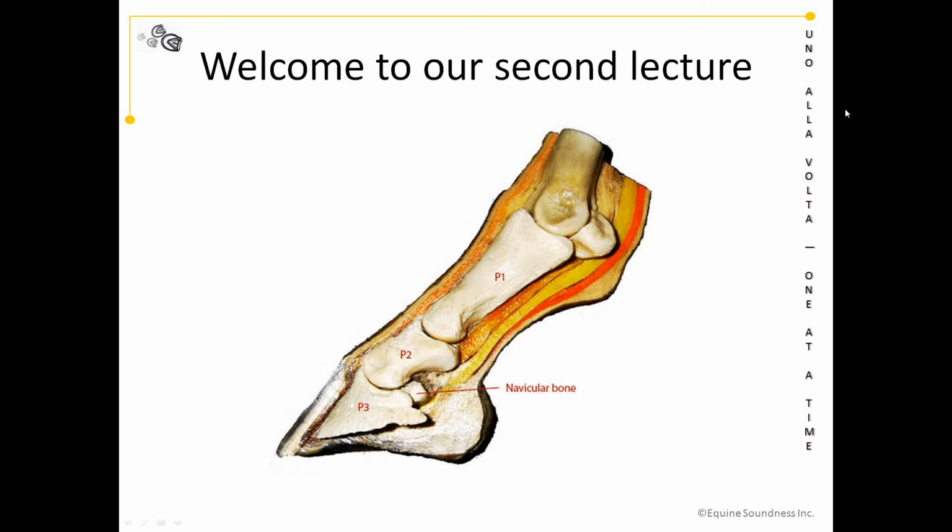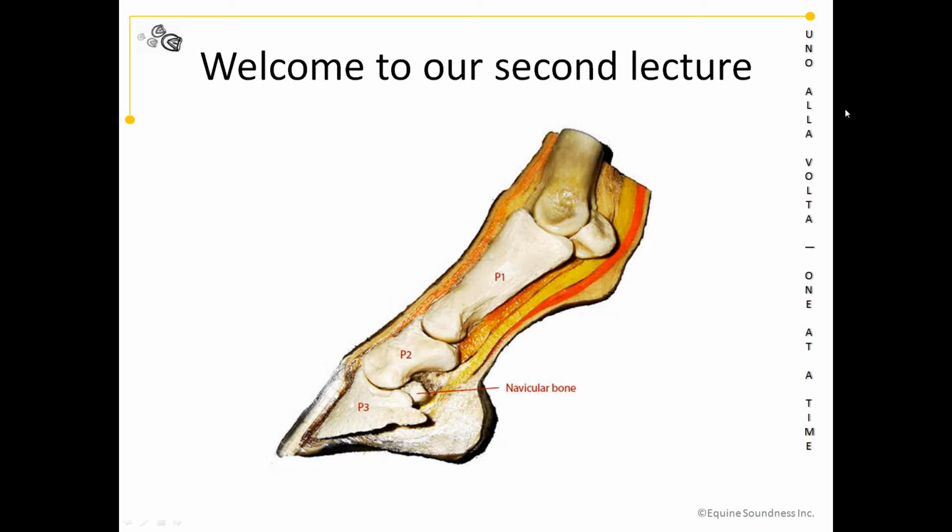This one will be about the coffin bone, the navicular bone, the long and short pastern bones, and the proximal sesamoids. I hope those of you who were unable to attend last time had a chance to catch up on the recordings, and so we can continue today with exploring these skeletal structures in great detail, and hopefully we can bring a little bit of light into how this is all constructed.